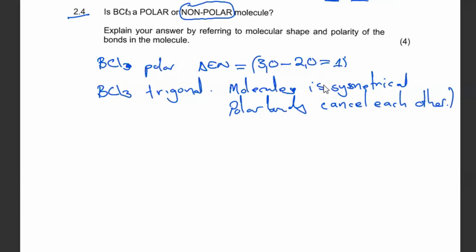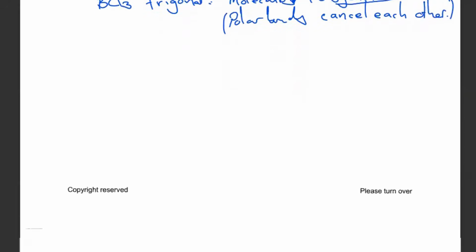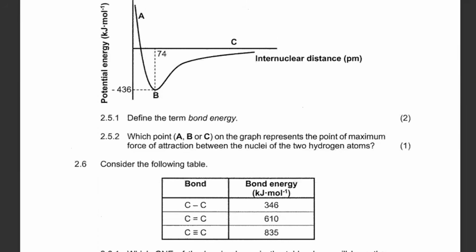So in terms of explaining this one, BCl3 is trigonal. Since it's trigonal, the molecule is symmetrical. Since it's symmetrical, the polar bonds cancel out each other, making it a non-polar molecule. Then let's move on to the next question, which is question 2.5.